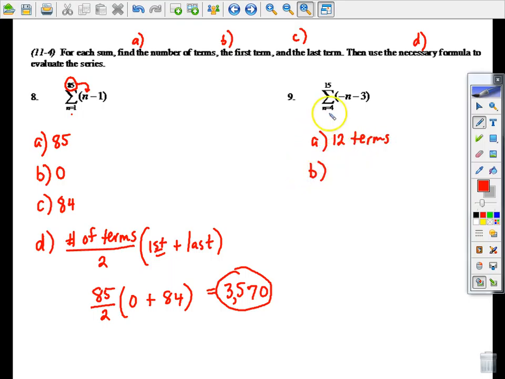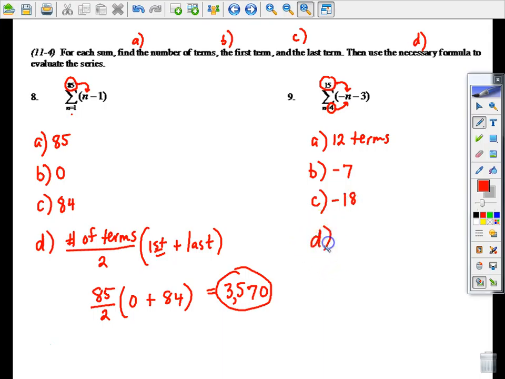B, what's the first term? Well, just take the bottom number of sigma, plug it in for n, and simplify. So negative 4 minus 3 is negative 7. That's the first term. Letter C, we're calling the last term. Well, this time just take the top number and plug it in for n and simplify. And negative 15 minus 3 is negative 18.